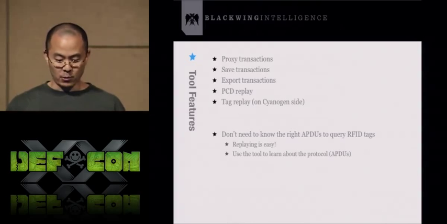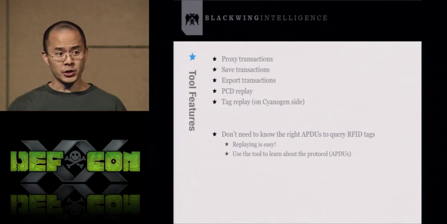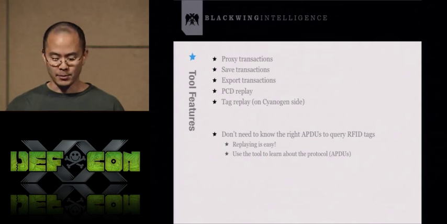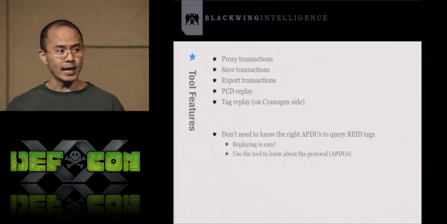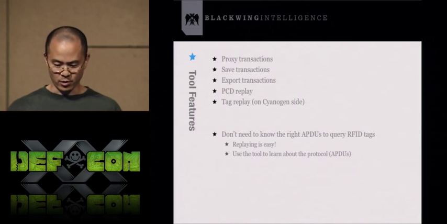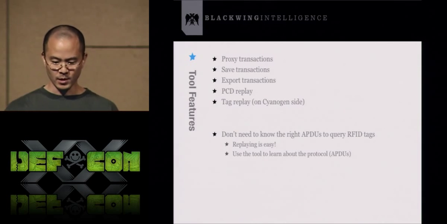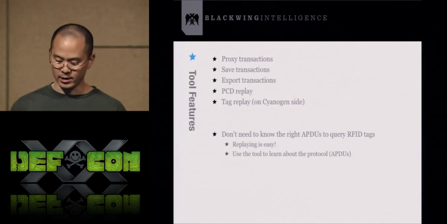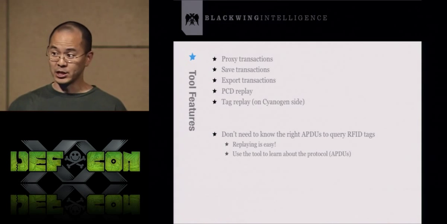So right away, what this tool allows you to do is query RFID tags without needing to know the right APDUs. So as a noob getting into RFID, all you need to do is have a reader and a tag, and you're able to reverse engineer the protocol and figure out what's going on by looking at the transaction after it's been stored. So replaying is easy. That's why I think this is the easy way of getting into NFC.